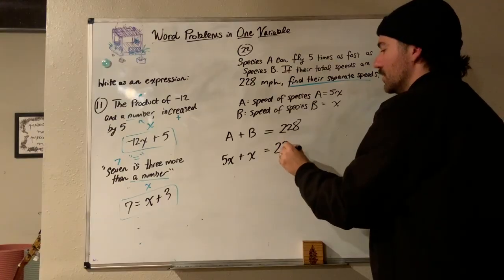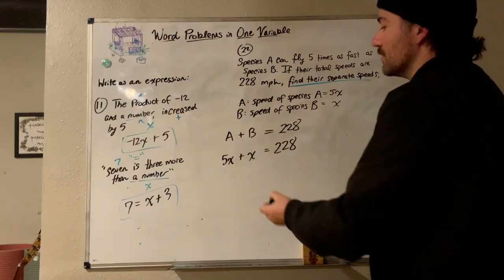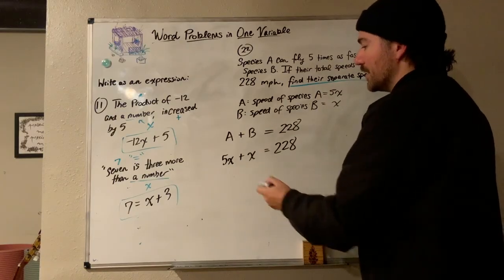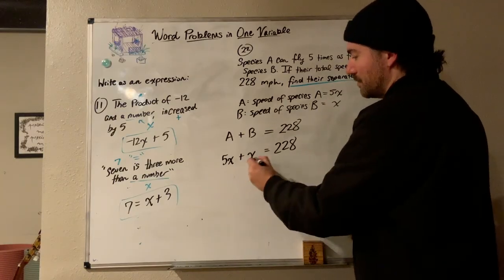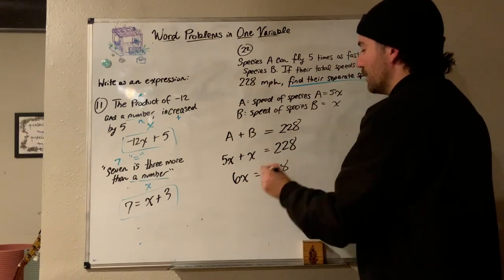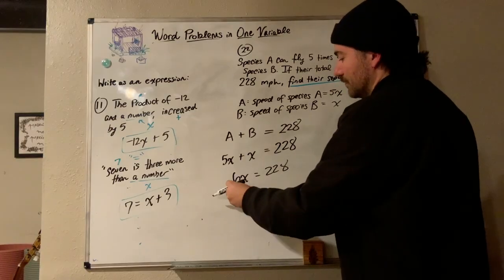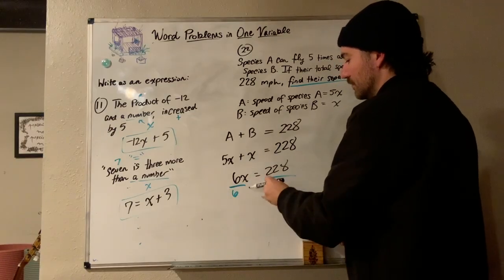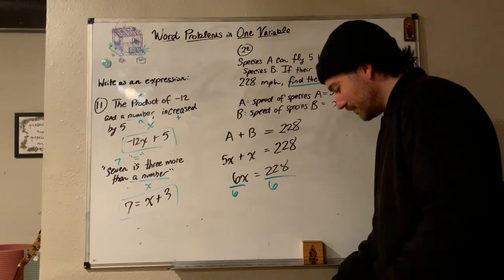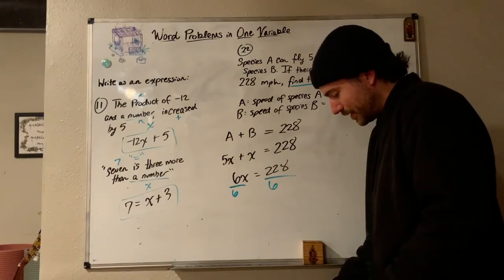That total is still 228. Well, now we have a little equation that we can solve. We can solve for x here. These are two like terms we can combine. So 5x plus 1x is 6x equals 228. And then let's divide both sides by 6. So 228 divided by 6 gives me a positive 38.